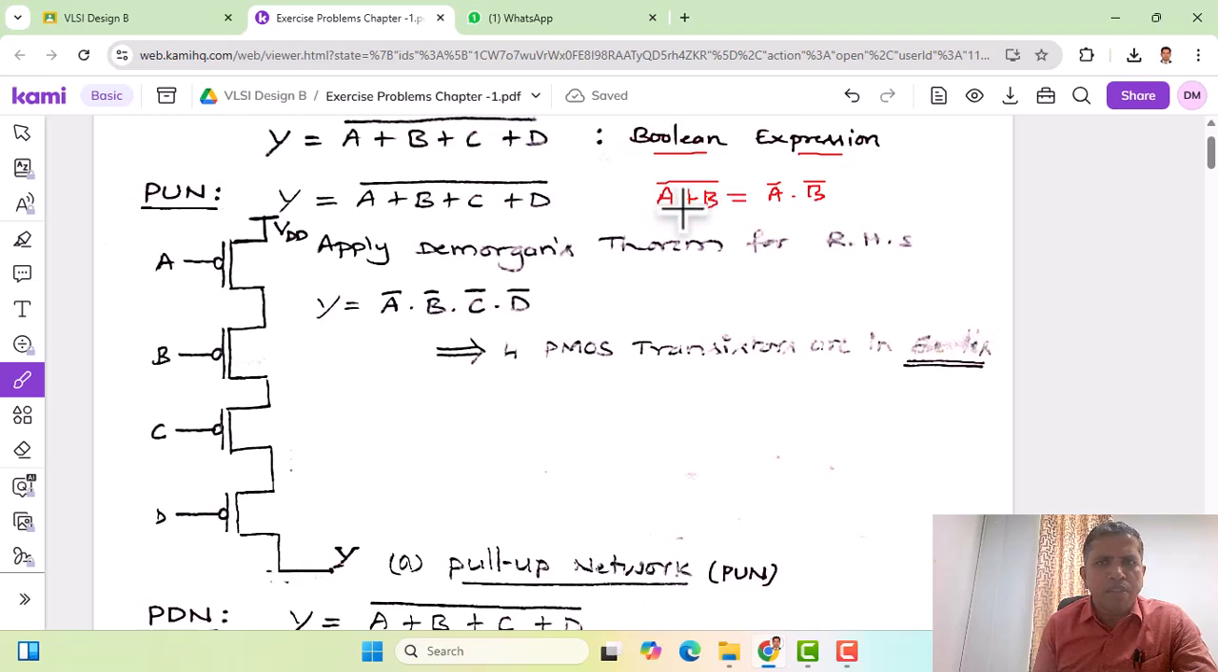Now let us apply this De Morgan's theorem for 4 variables here. So (A plus B plus C plus D) whole bar now becomes, after applying De Morgan's theorem, Y equal to A bar dot B bar dot C bar dot D bar. So this is the simplified expression. Now, with the help of this, we can write the CMOS structure.